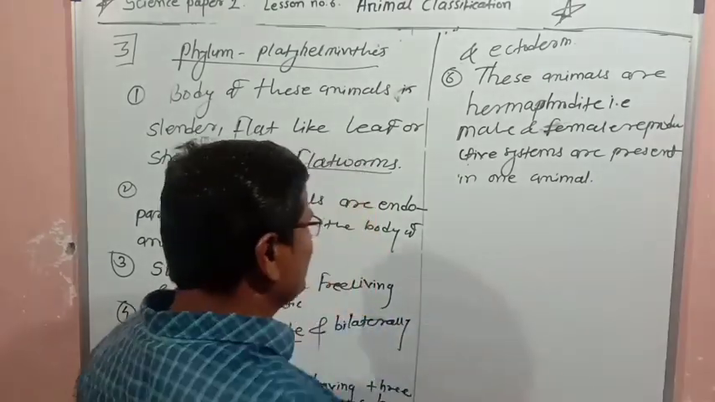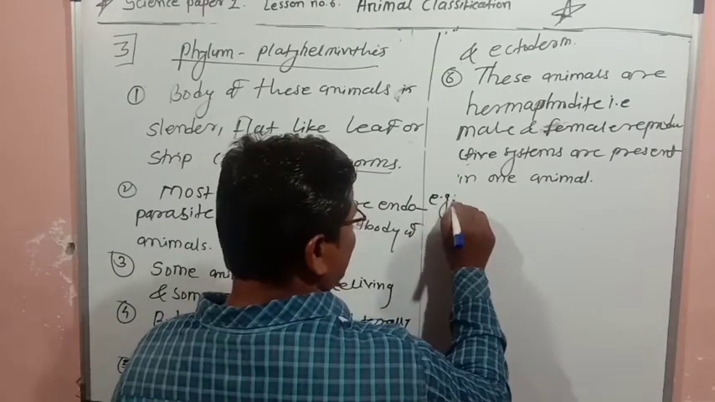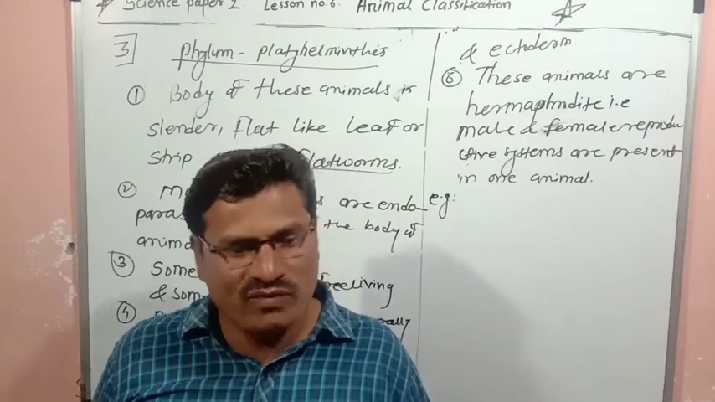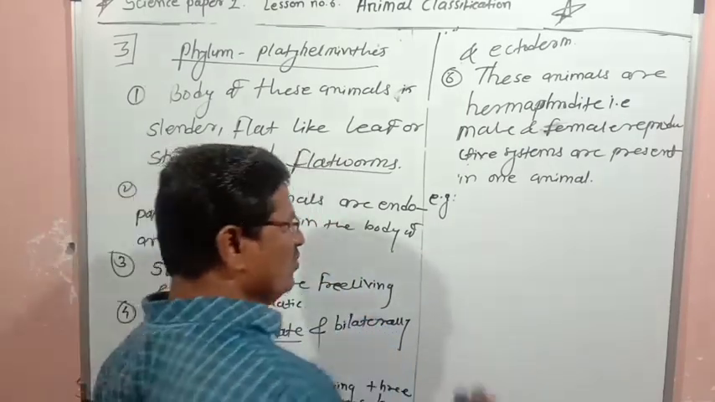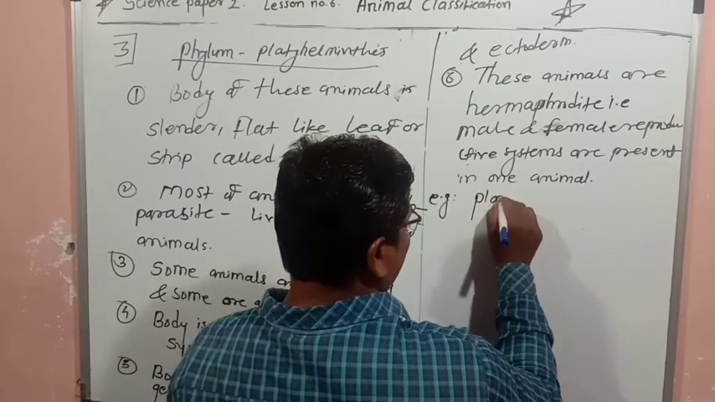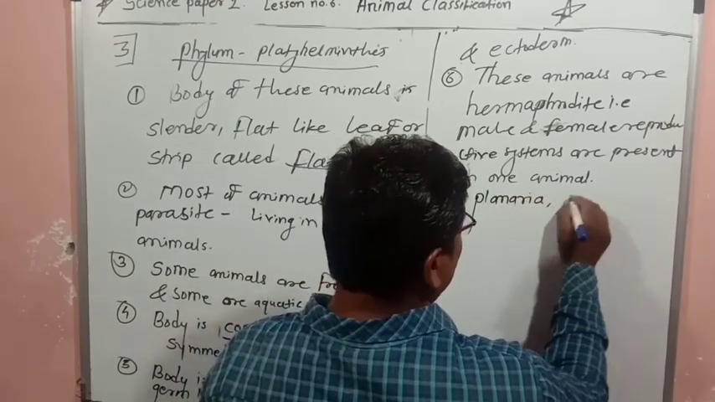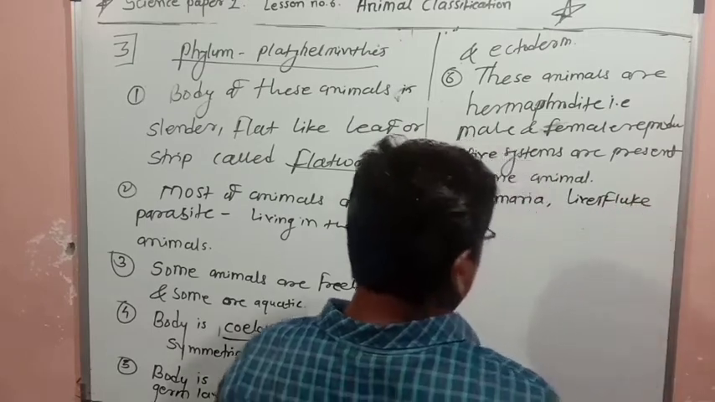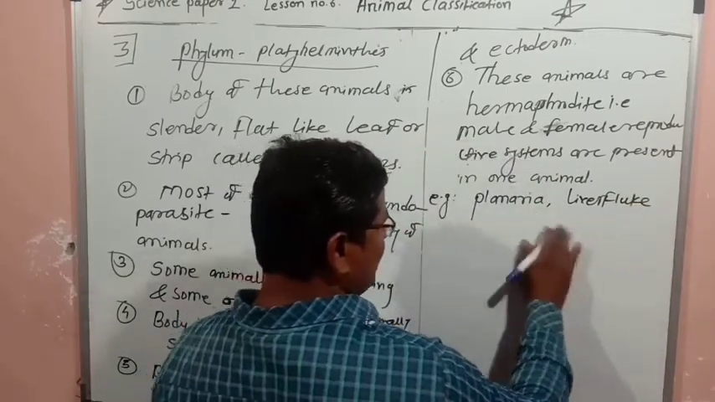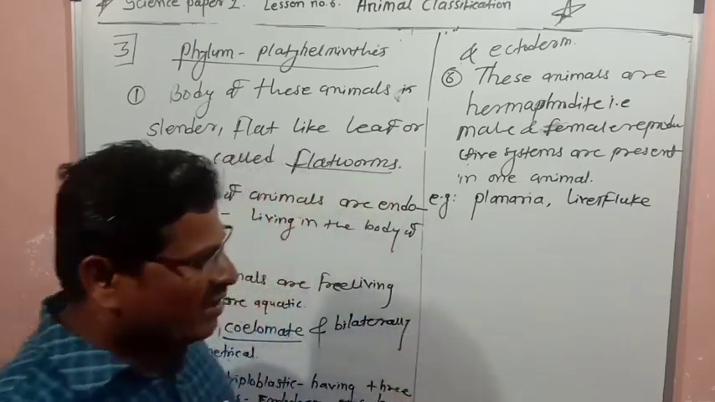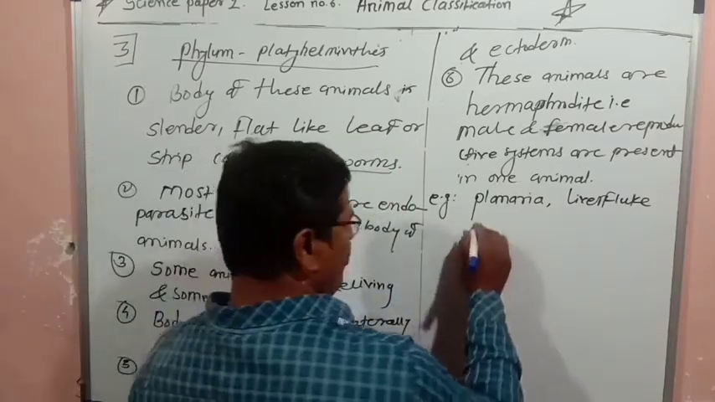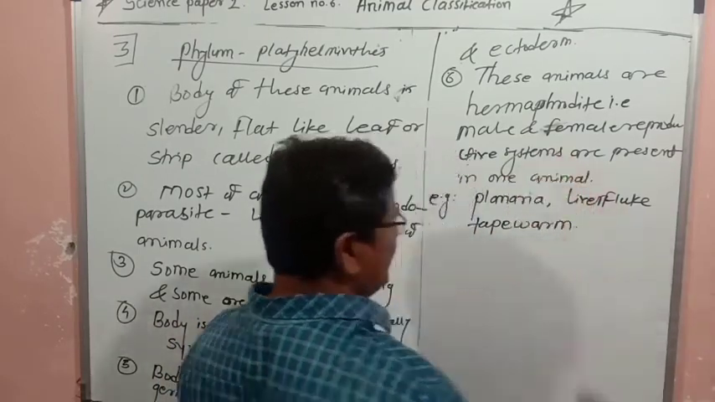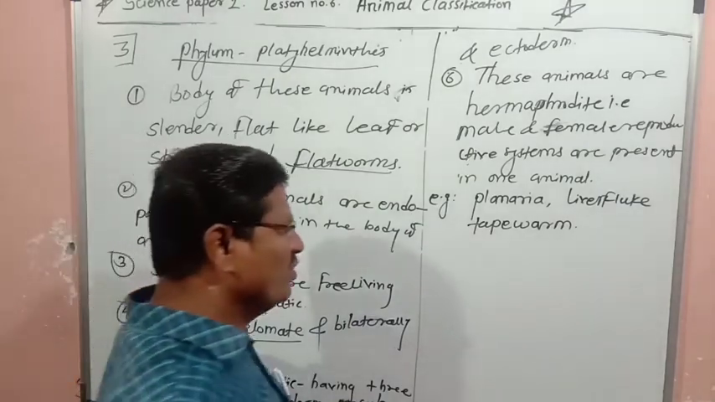An example we are going to study. Which animals are coming in this? Planaria, liver fluke, and tapeworm. So these are the examples, and in that some diagrams we will draw.